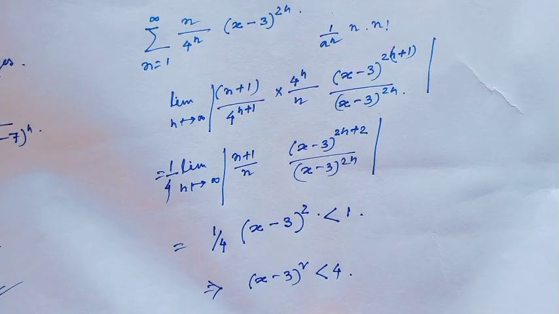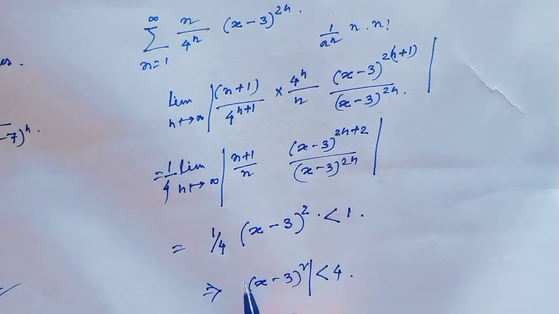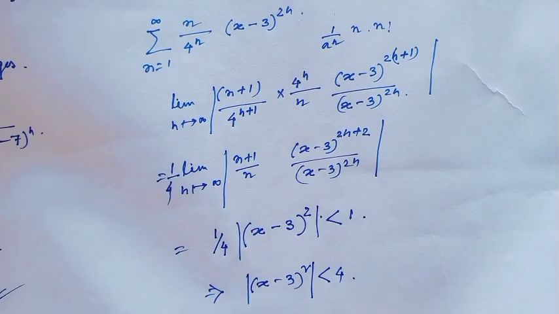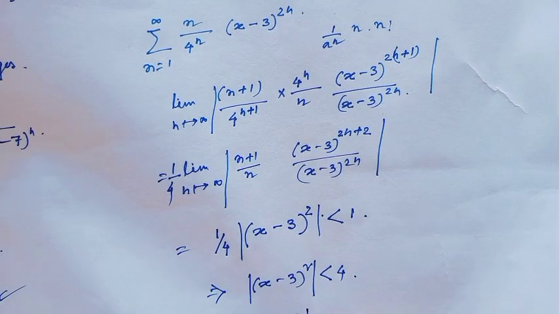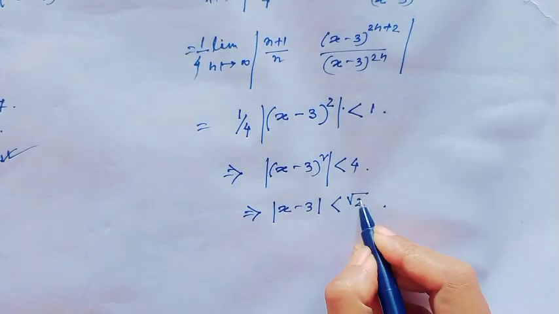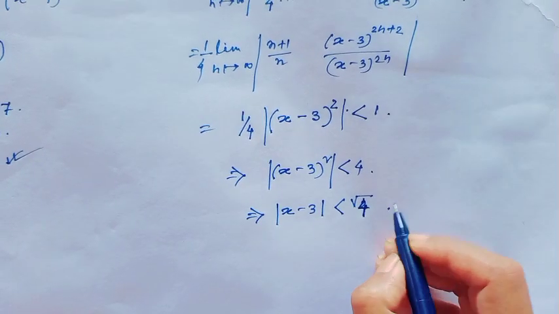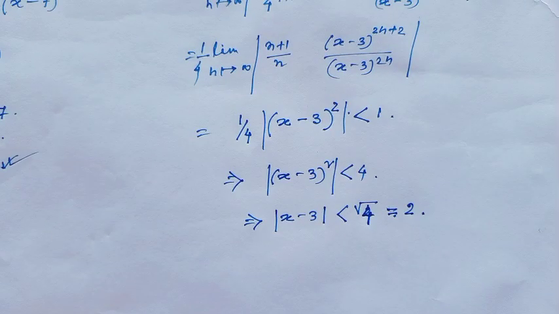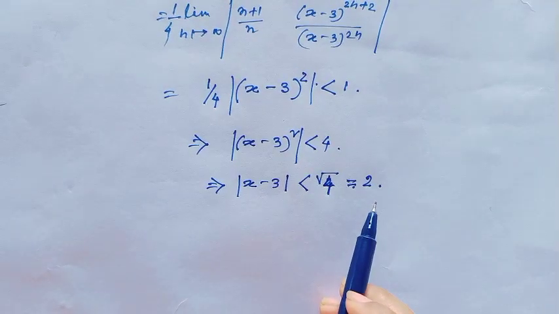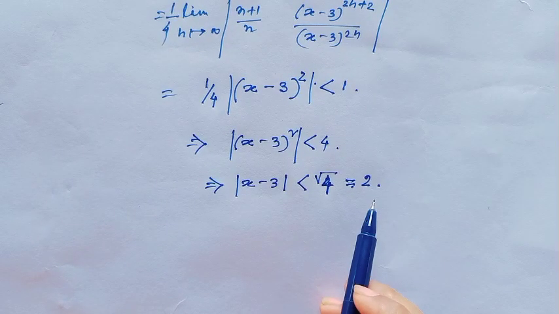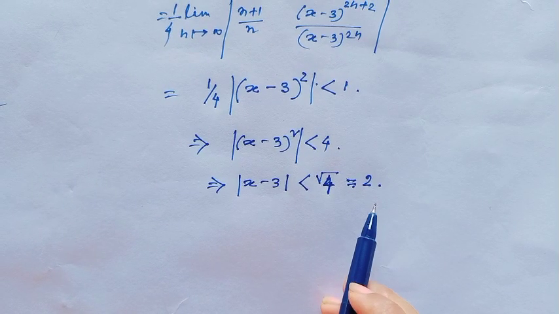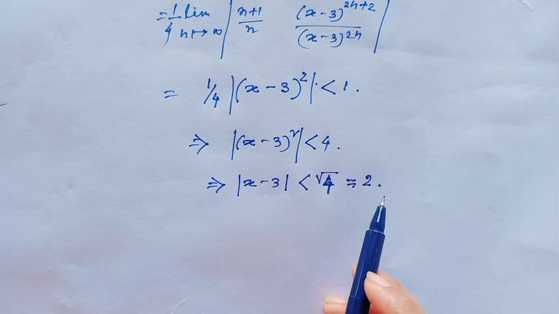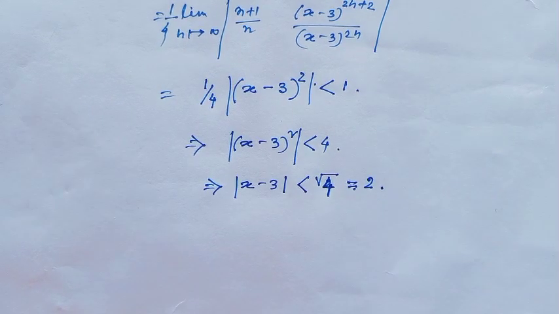That implies the absolute value of x minus 3 is less than square root of 4, and the square root of 4 is nothing but 2. That means here the radius of convergence is 2. Okay? Therefore 2 is the radius of convergence.